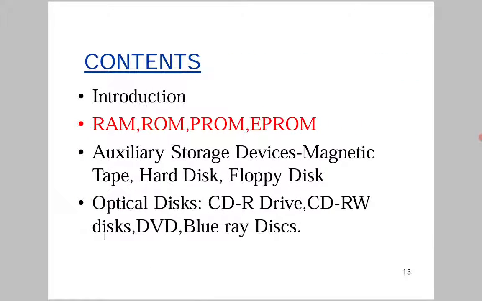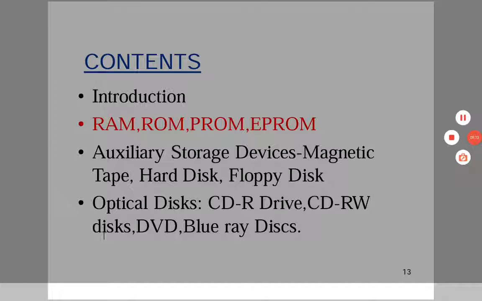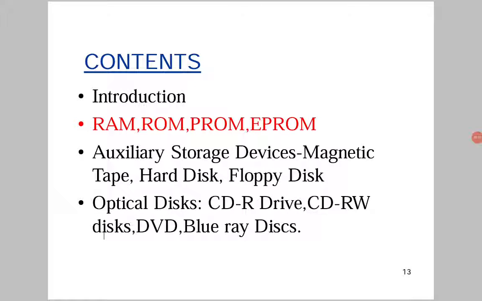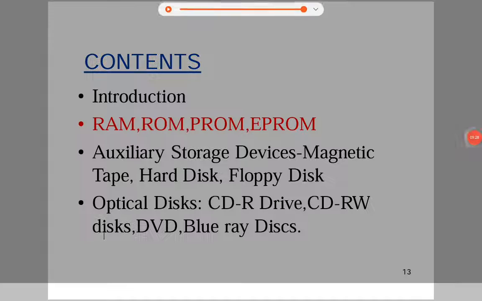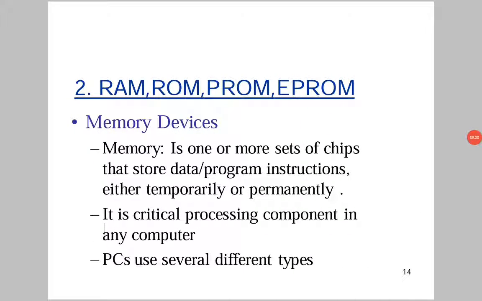So next we discuss the different types of RAM memories. As we already discussed, there are two types of memories, primary memory and secondary memory. Primary memory is also called the main memory of a computer. Secondary memory is also called auxiliary memory. So we discuss the different types of primary memories, their characteristics and features: RAM, ROM, PROM, EPROM.